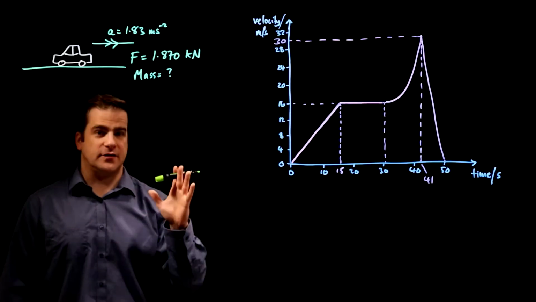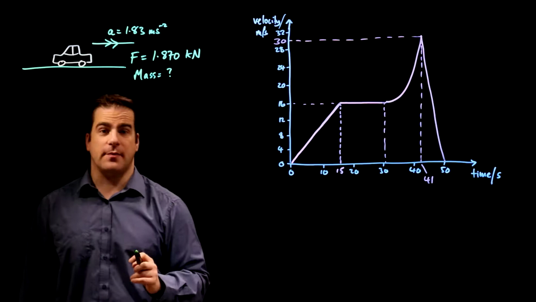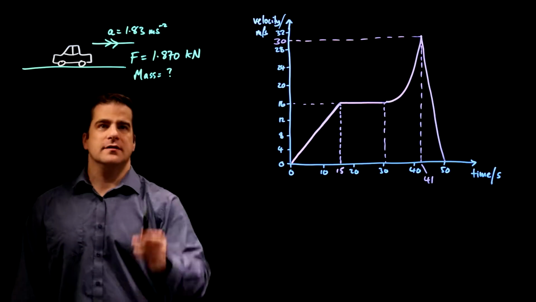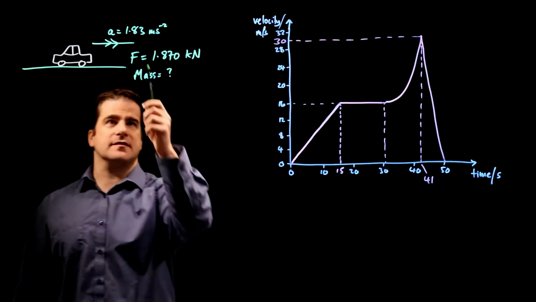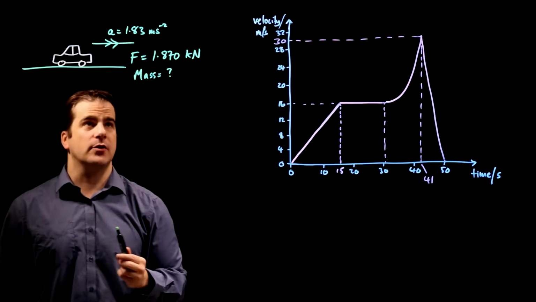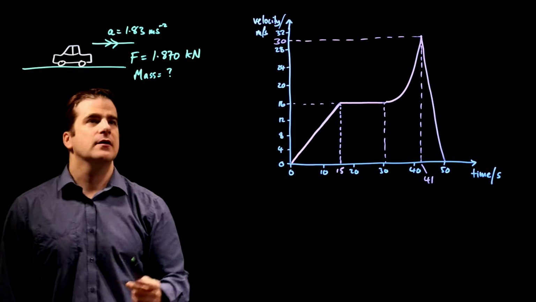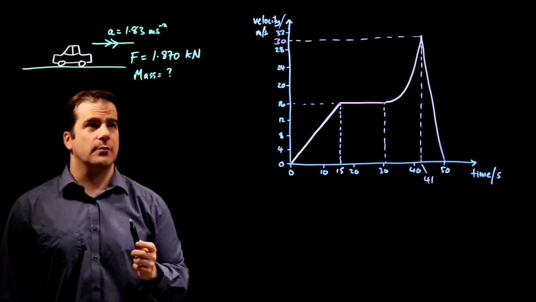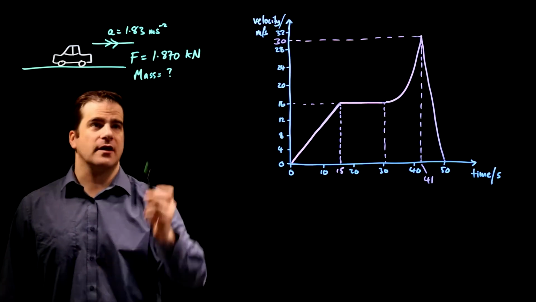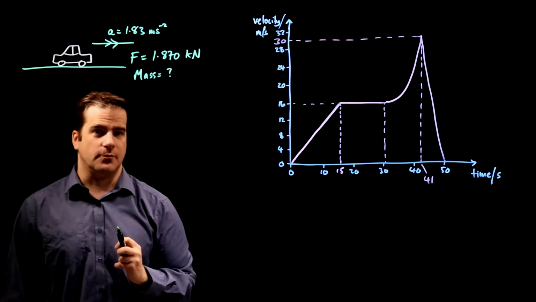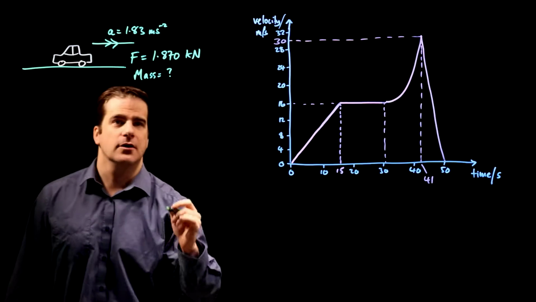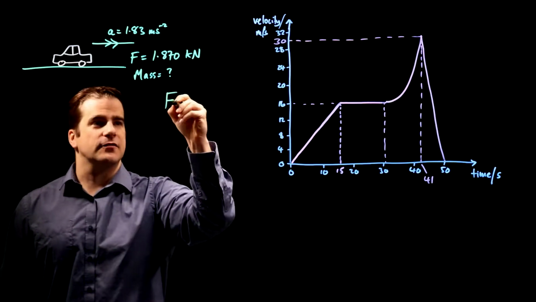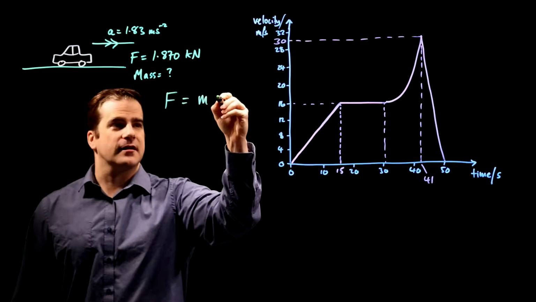Okay, this is a SUVAT question, a question all about constant acceleration. For the first bit, we have a car and we're told its acceleration is constant at 1.83 meters per second squared. They give us the force, 1.870 kilonewtons, and we have to find the mass. So, what equation do you know that connects force, mass, and acceleration? Well, its force is mass times acceleration.